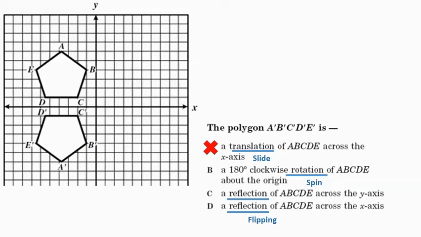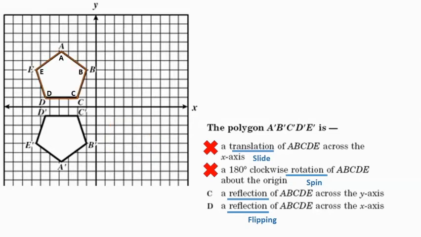Let's check a 180 degree clockwise rotation about the origin. So we'll still take our A, B, C, D, E, and now we're going to rotate it 90 degrees, and then we'll rotate it another 90 degrees to get our total 180 degree rotation. This does not match our image, so it cannot be our solution.